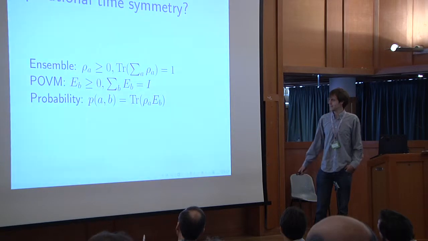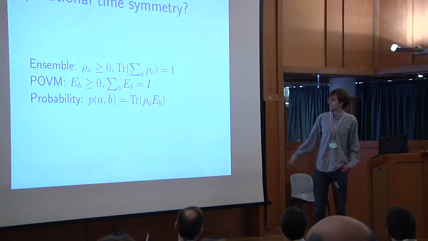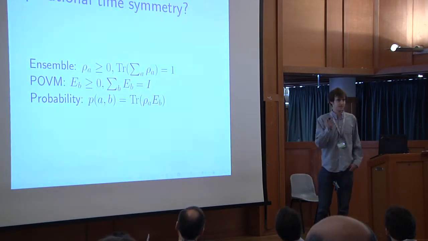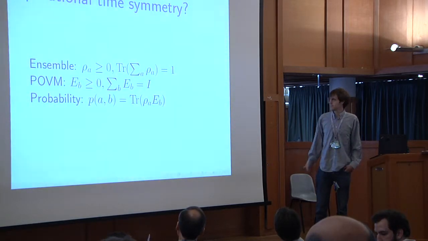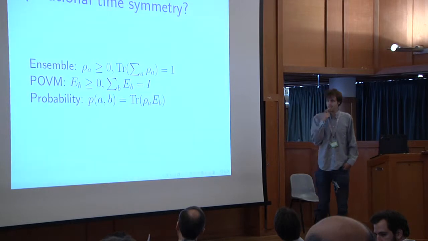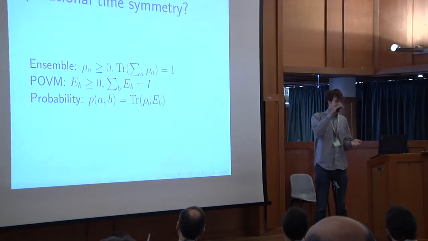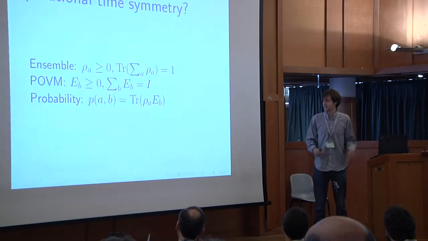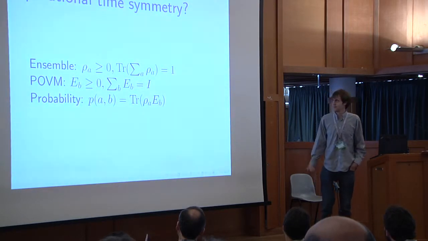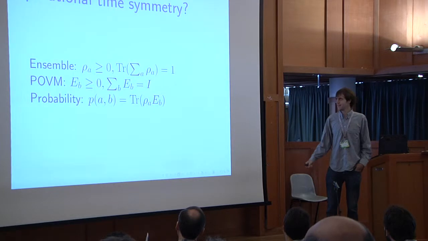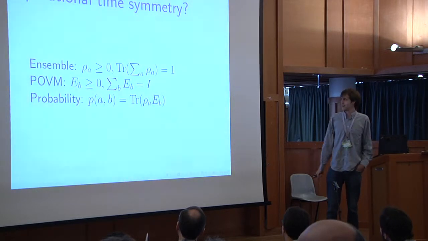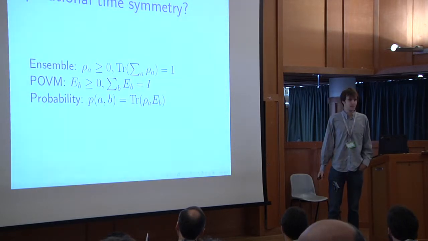And at least that looks symmetrical. It doesn't matter which way around you put rho and E in that equation. But we've got this problem that if we naively thought that a preparation is something like the time reverse of a measurement, the formalism isn't reflecting that. An ensemble and a POVM really are quite different things.